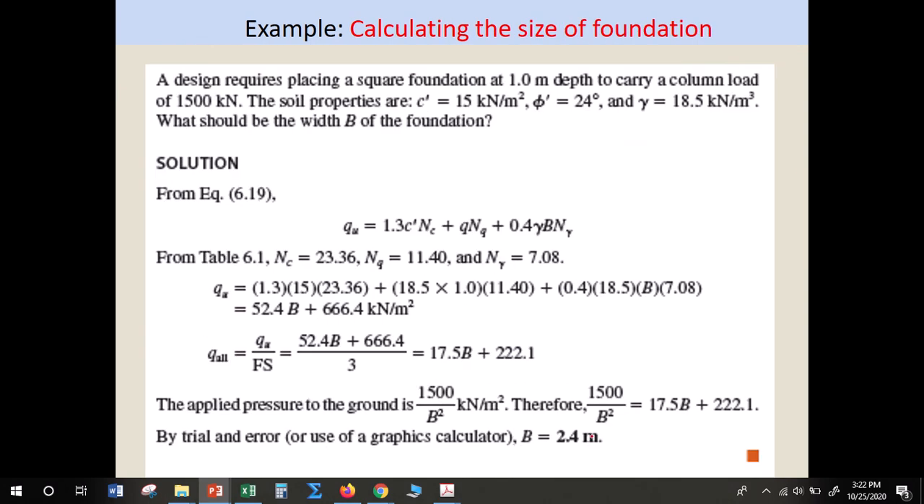Okay, calculating the size of the foundation. From the bearing capacity and the given data, you have to calculate the size of the foundation.